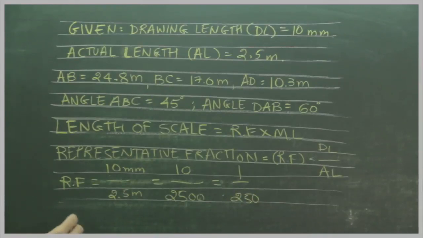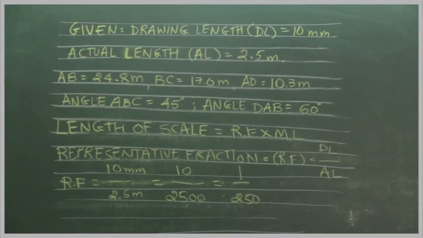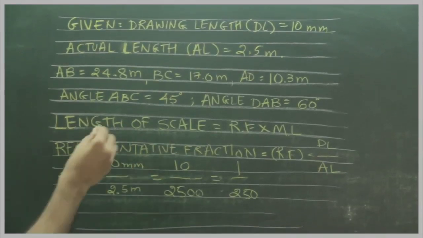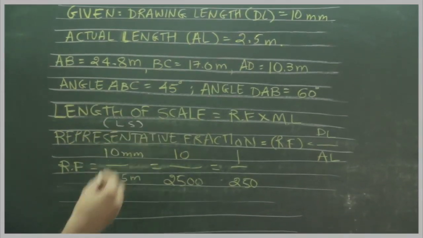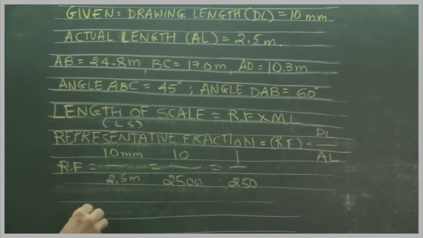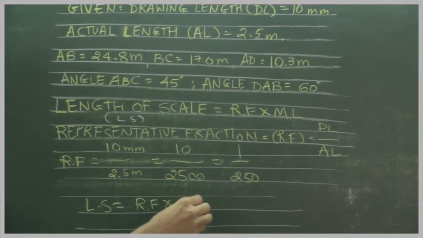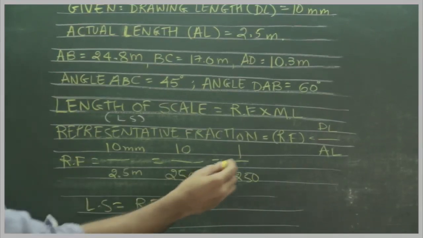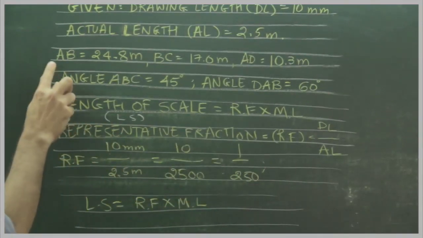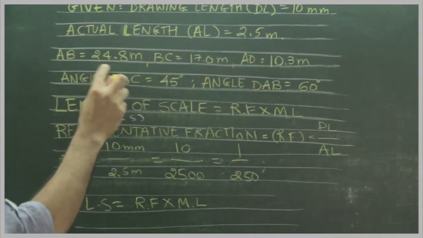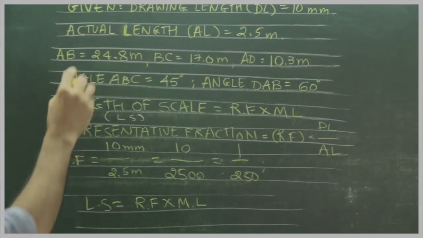After that, what can we do? We can draw a few more guidelines. Now we'll apply this formula. Length of scale, LS, if I write in short form, is equal to RF into ML. Now what is ML in this? If you see, the maximum lengths are 24.8, 17 and 10.3. So this is the maximum length. So what will we do? Round off to 30.